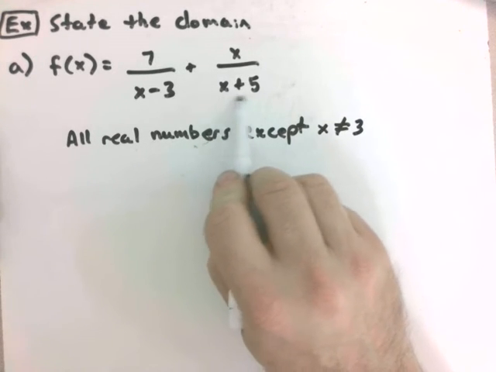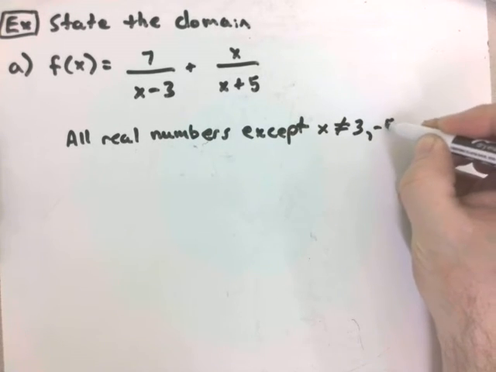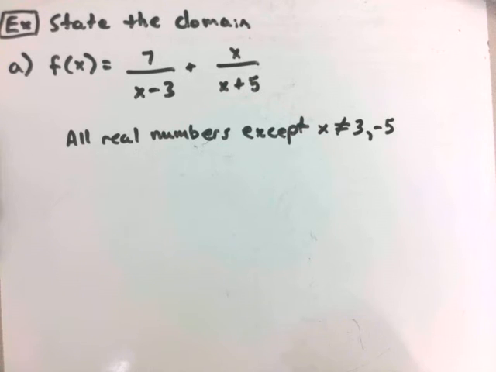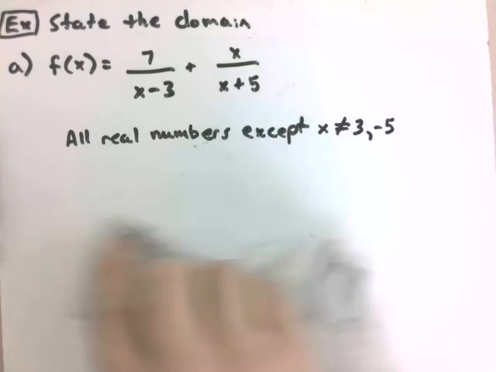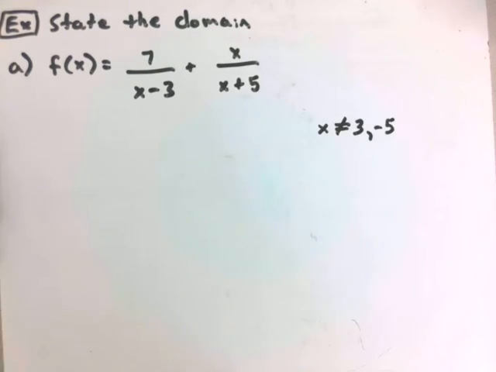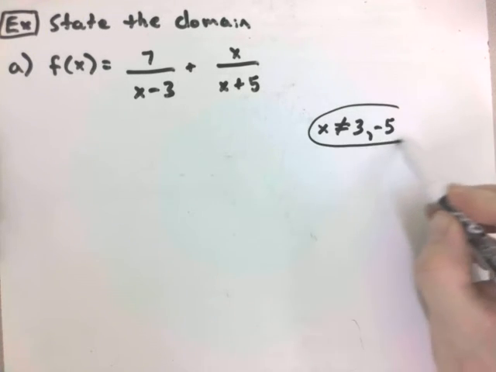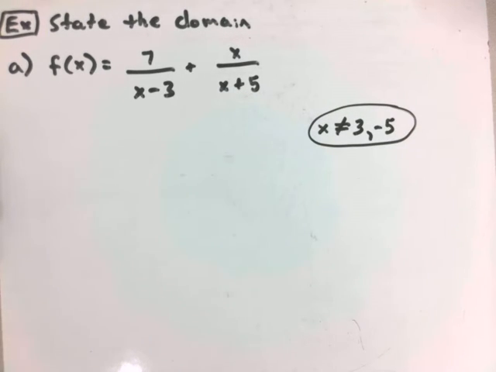And then for this denominator, if we plug in a -5, we would also get an error because we would be dividing by 0. So it's all real numbers except x can't be 3 or -5. The all real numbers except piece is kind of implied. You really don't even need that. If you say x is not equal to 3 or -5, that implies that everything else is okay.